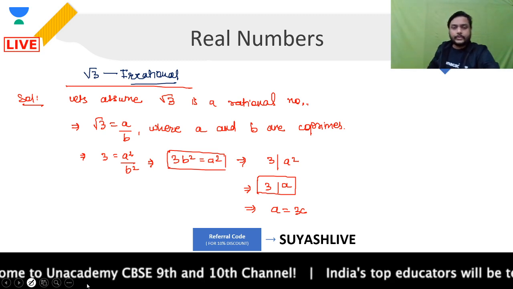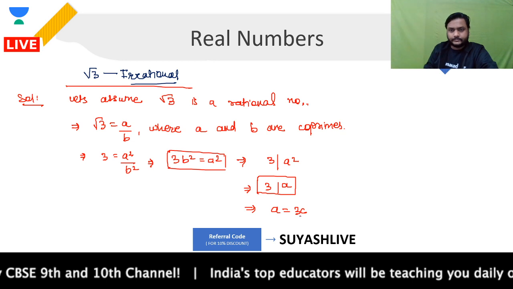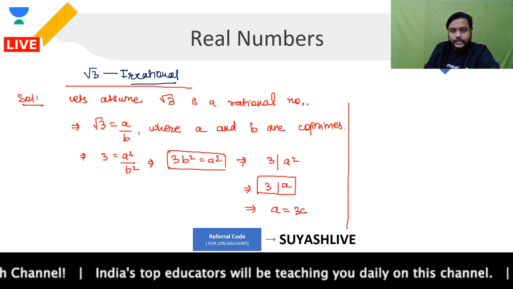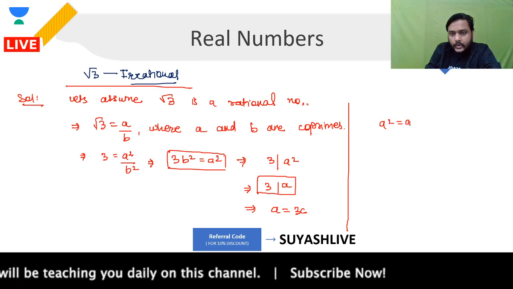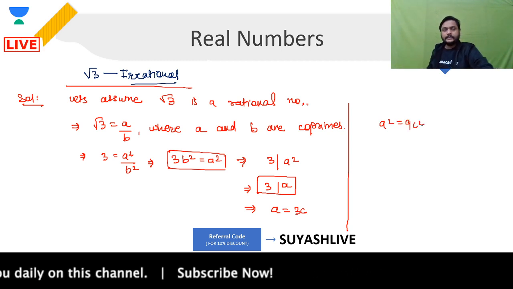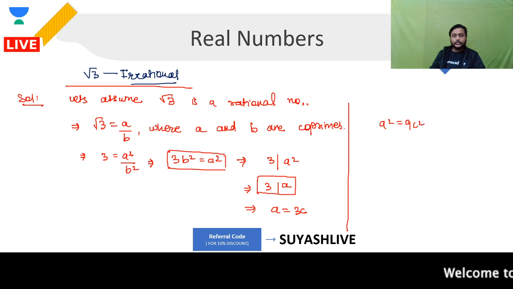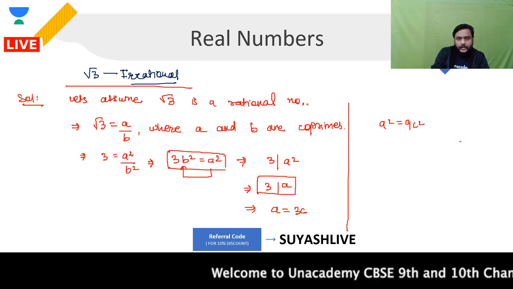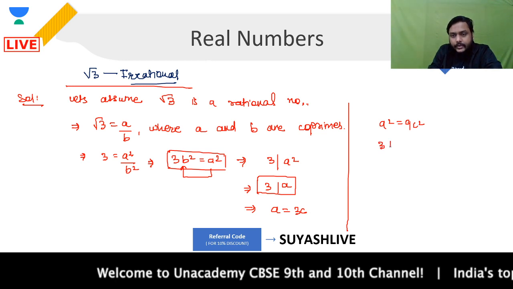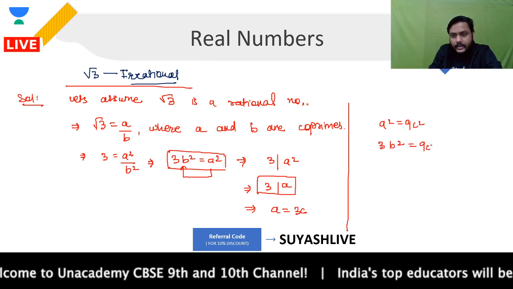When A is equal to 3C, again I will be squaring both the sides. I'm doing it over here. Squaring both the sides will give me A square is equal to 9C square. Are you clear? Got it? What is A square? A square from here is nothing but 3B square. Let's put it. So you are having 3B square is equal to 9C square.